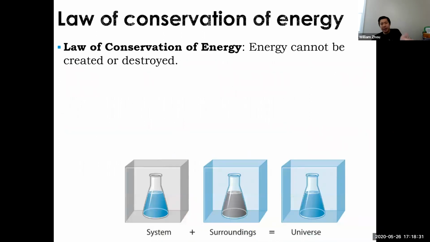All right, so you may have heard of this at some point in your life, in a previous course maybe. The law of conservation of energy. It simply says energy cannot be created or destroyed. If you have energy, you're going to have energy forever. Okay, you can convert that energy into another form, and you might not be able to use that new form, but it's still there.